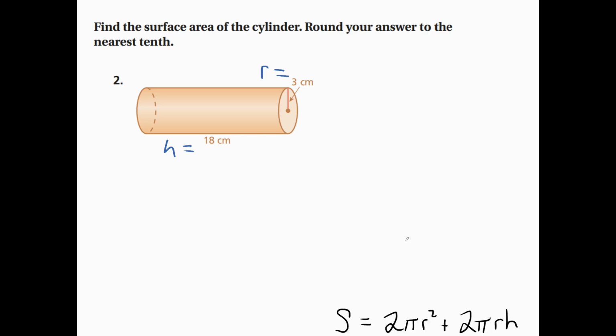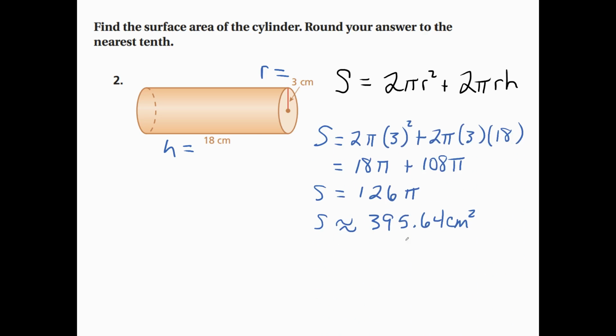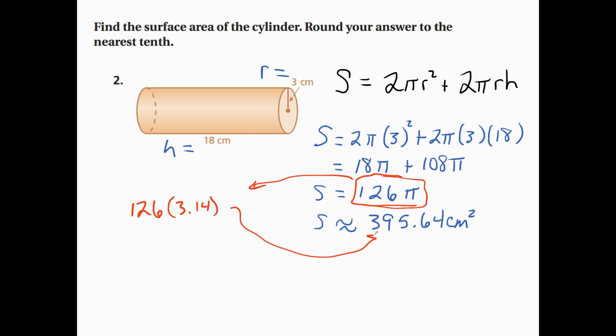We're back again. And again, there's my formula and my work. This time I worked the problem out in terms of pi first. So I left the 3.14 out of it, and I end up with 126 times pi. Then in my calculator, I take 126 and multiply it by 3.14, and you will end up with that as your answer.